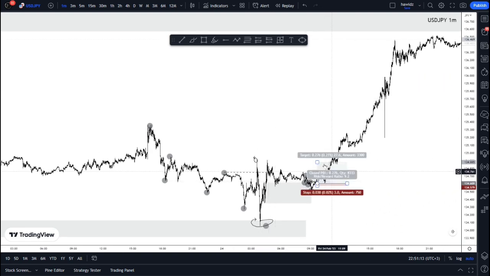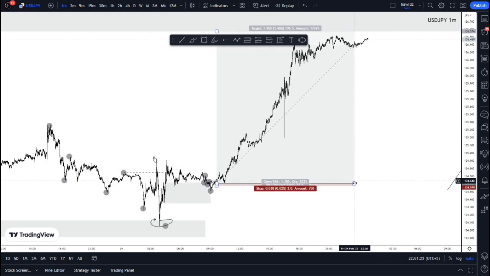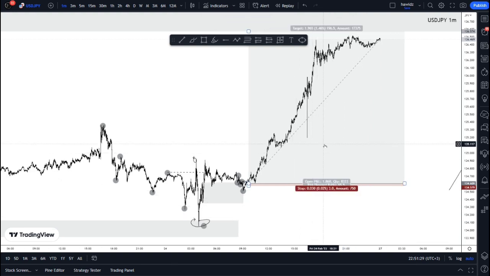So I was looking to target this area here, which is that area of supply that I'm looking for price to come mitigate, and then from there we can now look for bearish opportunities. So this was a 3 pip stop loss with a 196 pip take profit target to make it a total of 1 to 65.5 RR trade.